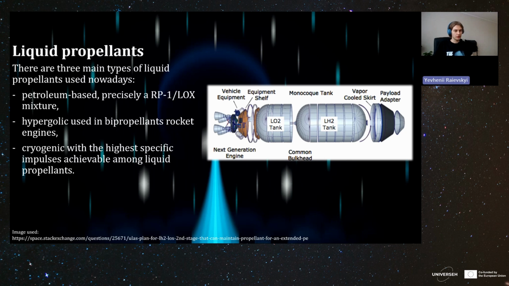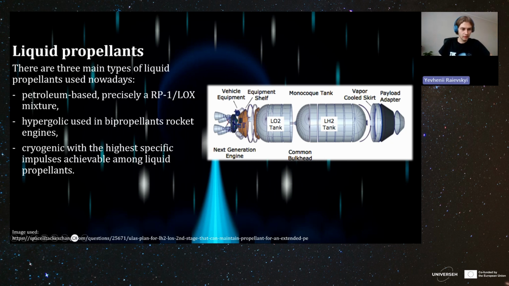And kerosene-based fuel basically is RP1 and LOX. LOX is liquid oxygen, and RP1 is a name for the petroleum part of this propellant. Basically, it's kerosene. It yields a specific impulse of around 350, 320 seconds. So it's just okay, acceptable.